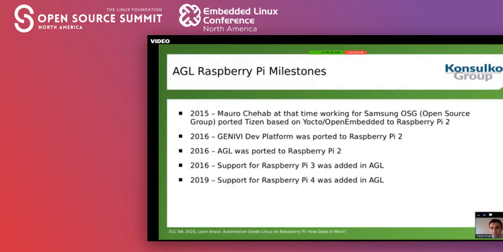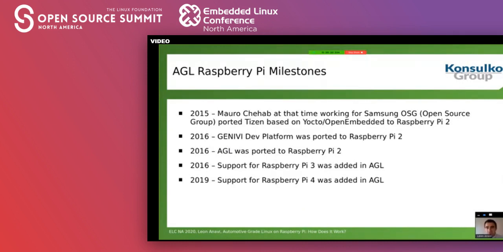As I mentioned, the first code release of AGL from 2014 was based on Tizen, the IVI profile of Tizen. There are some similarities between Tizen and AGL. Of course, over time, the two projects are moving in different directions. So nowadays, there are quite a lot of differences as well.